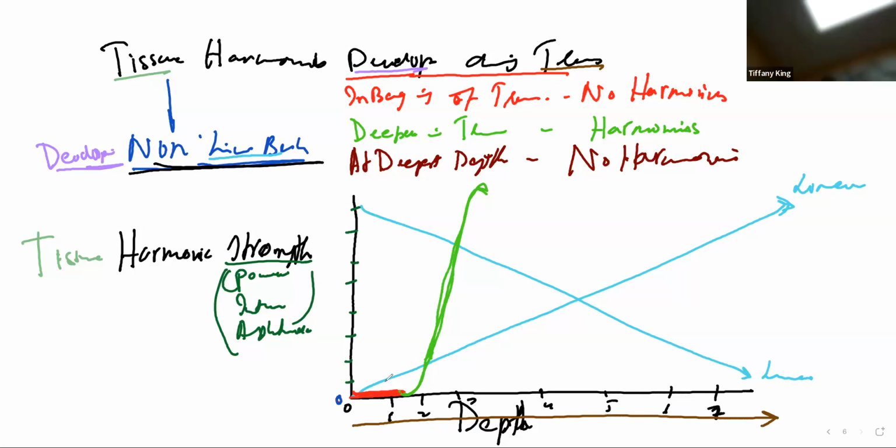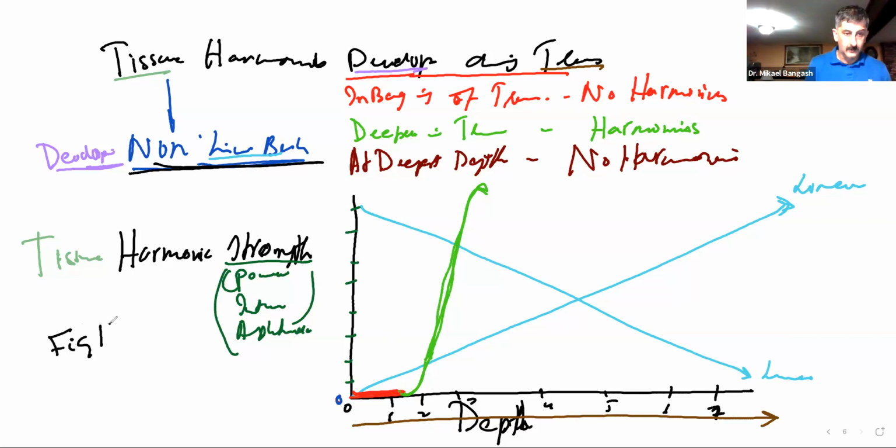So at a shallow depth, you'll have less, no harmonics, because the strength of your harmonics is going to be zero. Does that make sense? What I'm trying to reproduce here is what you see in Figure 17.6. You will find that on page 273.